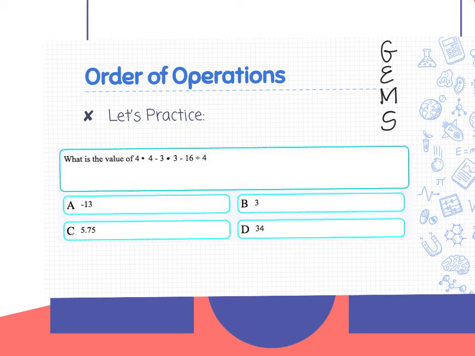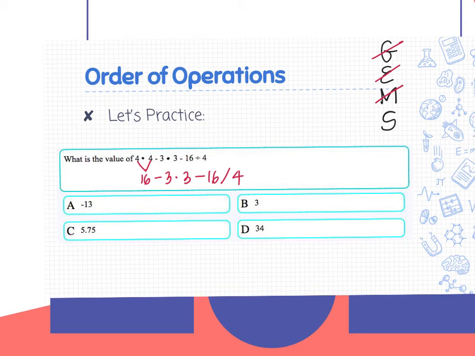Okay, so first, do we have any grouping symbols? No. Exponents? No. Multiplication and division? Yes. And we're going to go left to right. So 4 times 4 is 16. And then I'm just going to bring the rest of everything down. Minus 3 times 3 minus 16 divided by 4.